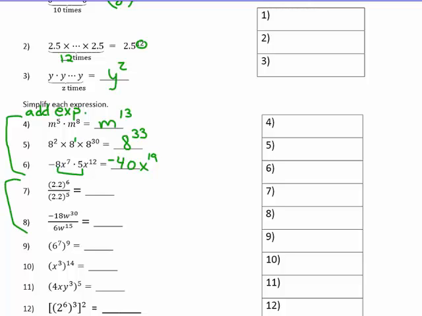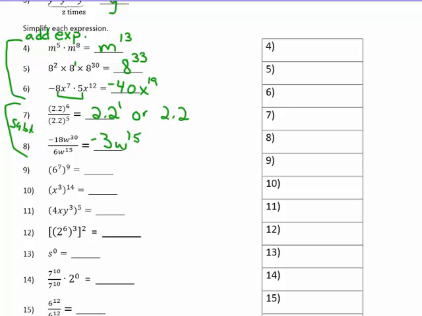Next 2 problems are our dividing, which means we're going to subtract the exponents. So we're going to keep the base, 2.2. 6 minus 5 is 1, or you could just write that as 2.2. Here I have some coefficients out front, so I'm going to do 18 divided by 6 is negative 3. 30 minus 15 is going to give me w to the 15th.